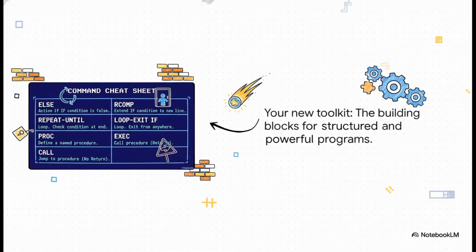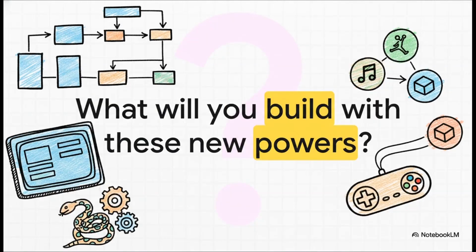PROC puts a name on your code. EXEC is the boomerang that always comes back. And CALL is the one-way ticket. These are the building blocks of modern programming, right here on your C64. So, what's next? With these tools, you're not just writing lines of code anymore, you're designing systems. You can build menus, complex game logic, data processors that are actually easy to read and expand. The only question left is, what are you going to build with these new powers?